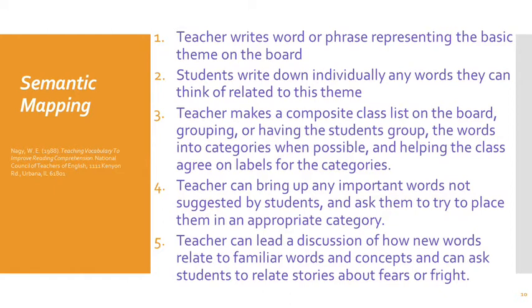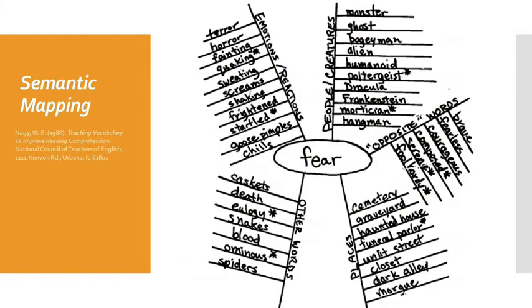Then the teacher can bring up any important words not suggested by students and ask them to try to place them in an appropriate category. Teacher can lead a discussion of how new words relate to familiar words and concepts and can ask students to relate stories about fears or fright. Here is the example of semantic mapping classroom activity about fear. So the discussion led into these 5 categories of vocabulary words with regards to fear.